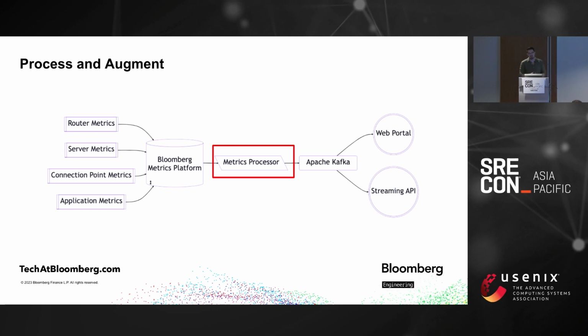Okay. We now have everything in our central store. So then my team processes and augments. That's this box in the middle. This is the adapter that I talked about earlier in indirect metrics. This is actually a distributed system. There's multiple components, but let's just think of it as one box for now.